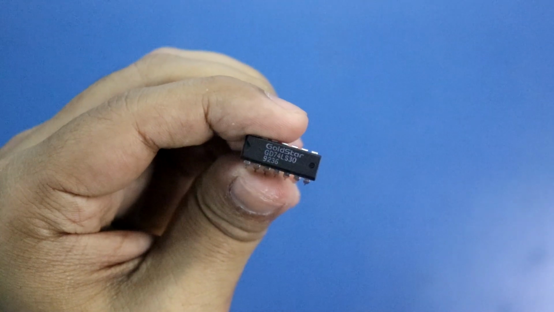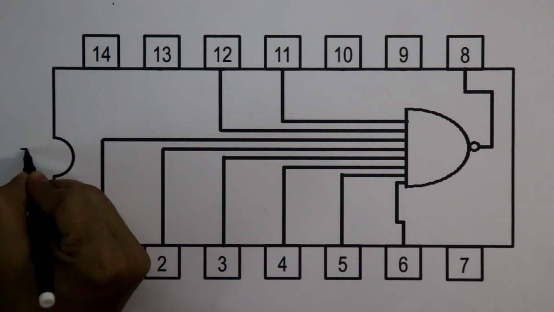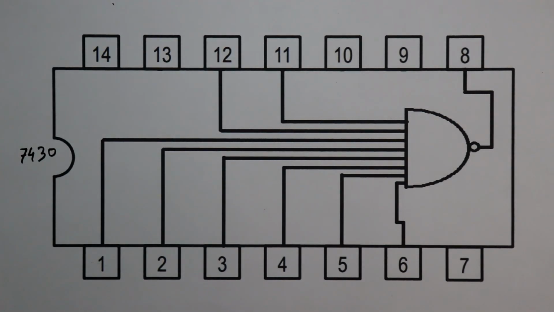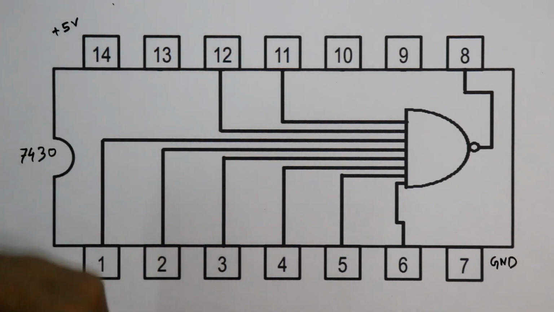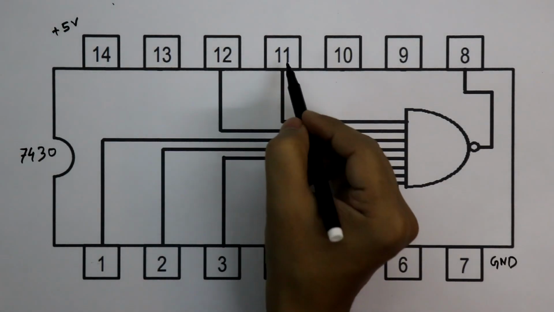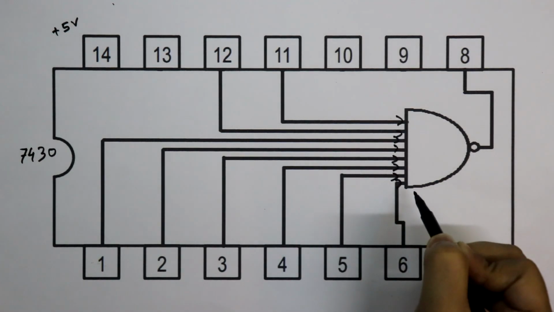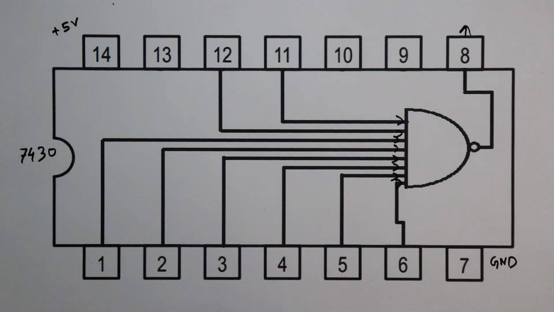This is the IC74LS30, it is 8 input NAND gate, 7430. This is the pin diagram of this IC, pin number 7 is ground pin. And pin number 14 is plus VCC. We have to apply plus 5 volt. As you can see here, pin number 1, 2, 3, 4, 5, 6, 11 and 12 are the inputs. And pin number 8 is output. Very simple. Now let's see the practical circuit.